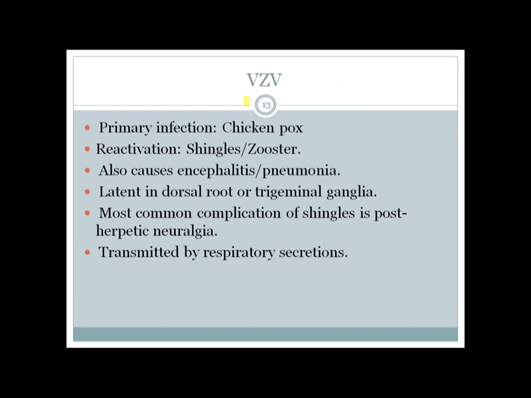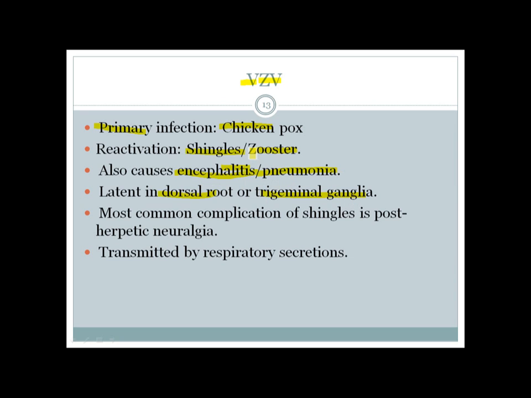So you have the third virus in the herpes family, which is varicella zoster virus. It actually causes two diseases. If there is primary infection, it will cause something called chickenpox. If there is reactivation after the primary infection, it will cause shingles, also known as zoster. But sometimes it can cause other diseases, like inflammation of the brain substance, encephalitis, and infection of the lung. And it can be latent in dorsal root ganglia or trigeminal ganglia.